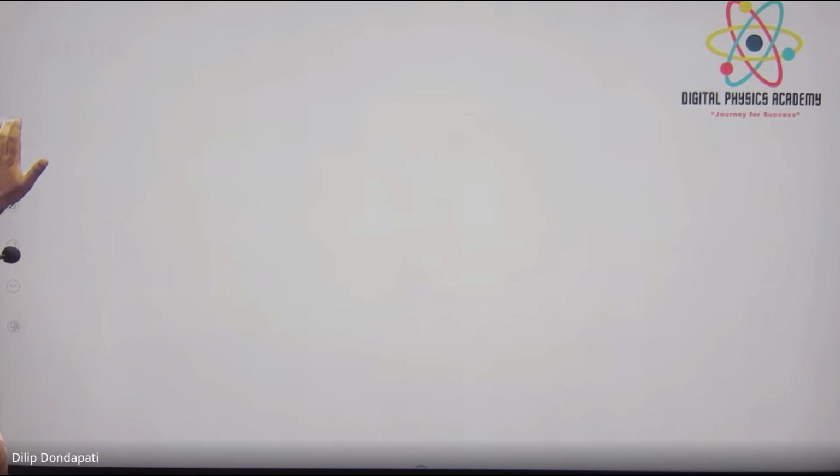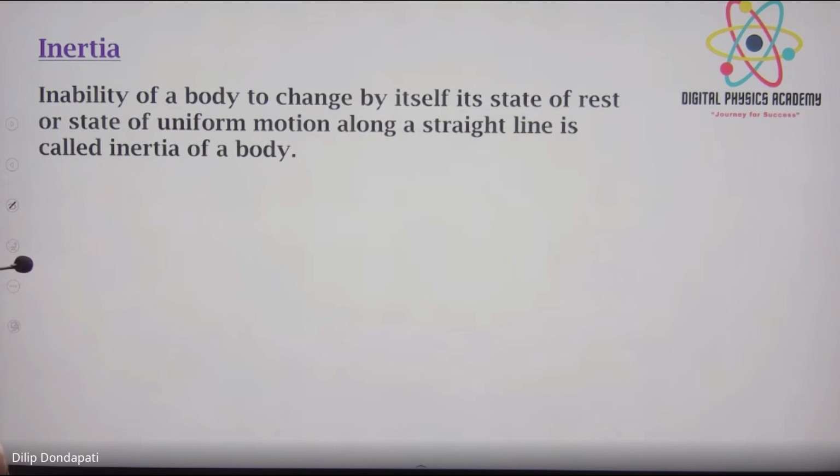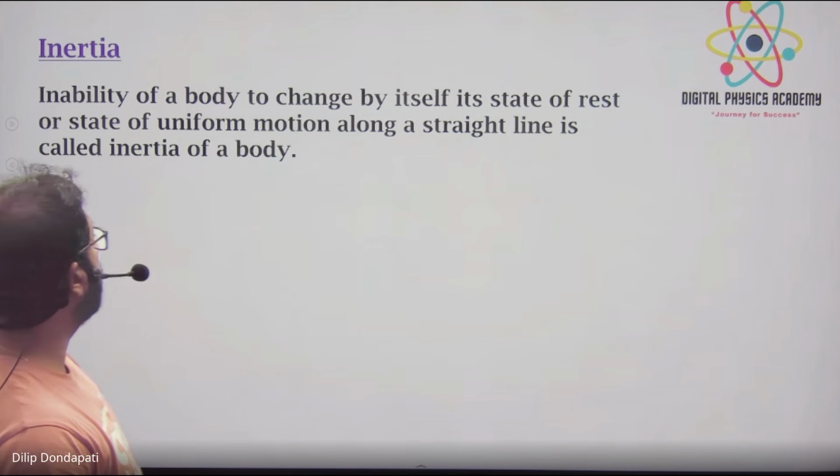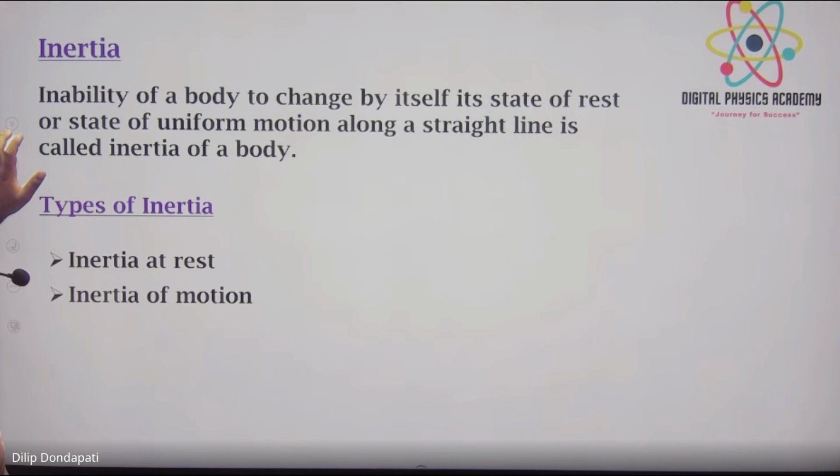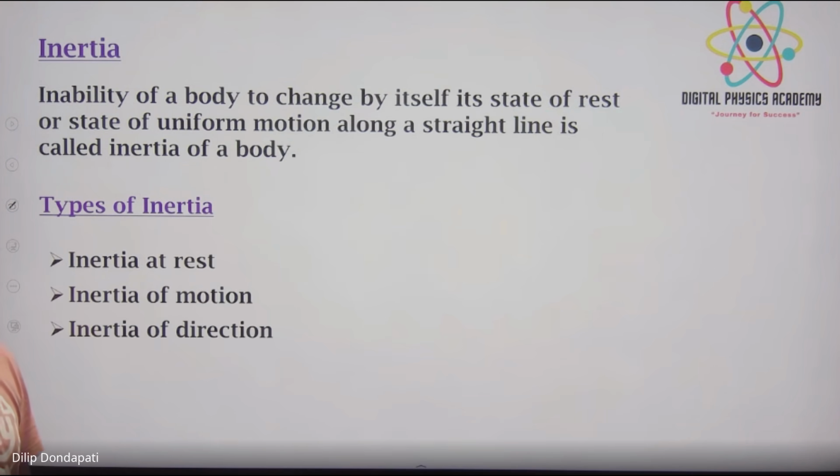Okay, write the definition of inertia. Inability of a body to change by itself its state of rest or state of uniform motion along a straight line is called inertia of a body. It will not change by itself the state of rest or motion. That property we call inertia. And we already have three types of inertia: inertia at rest, inertia in motion, inertia in direction. You studied all this in the 9th class.